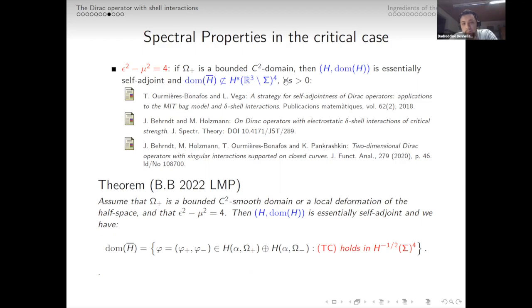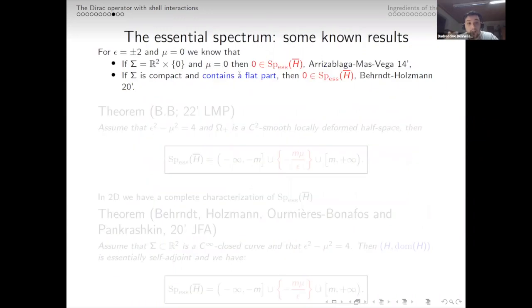Because of the absence of Sobolev regularity, one may think that, of course, we should have something in the gap. We should have essential spectrum in the gap, or say an infinite sequence of eigenvalues that converge to plus or minus m. And in fact, there is some situation where we showed that we do have essential spectrum.